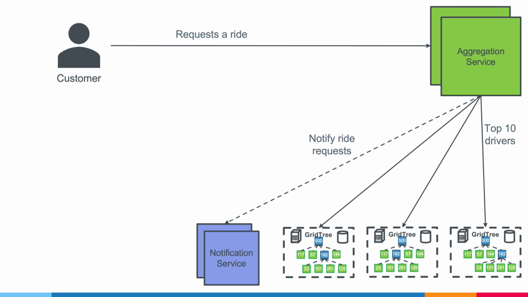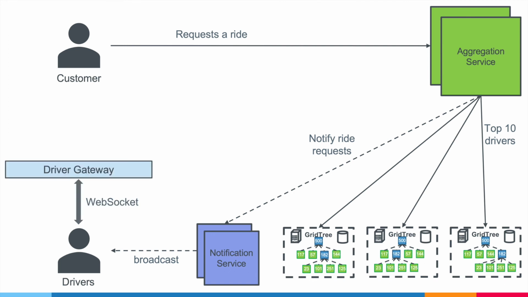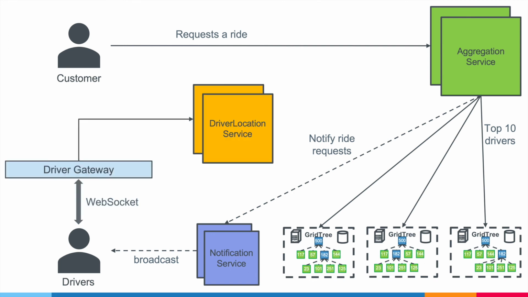When the driver accepts, he will need instructions and directions to go pick up that user. So we can introduce a driver gateway which will be responsible for this, and we use it to maintain WebSockets since this will be a two-way communication. Since the driver gateway will internally talk to the matching service and location service, we can use gRPC for internal communications.